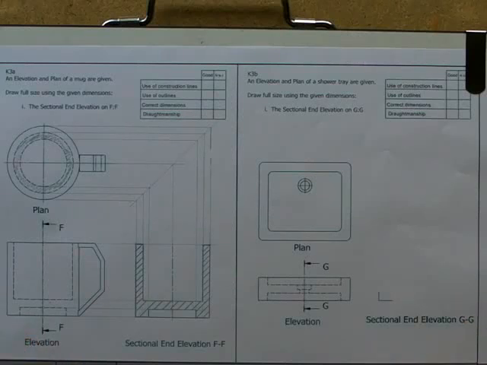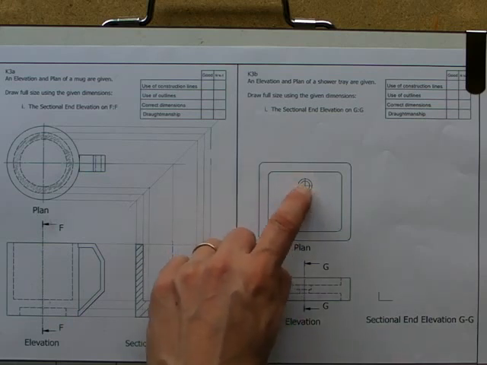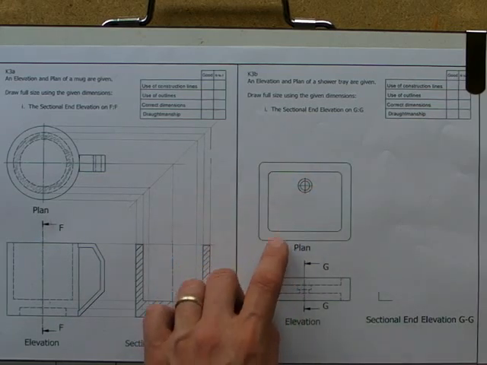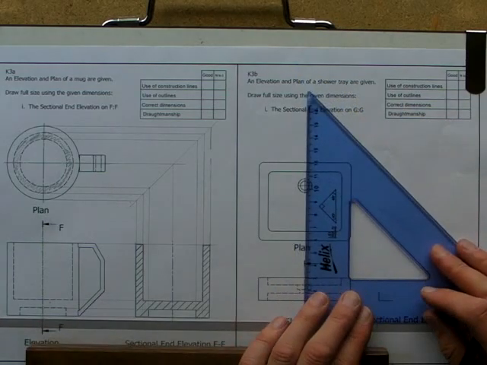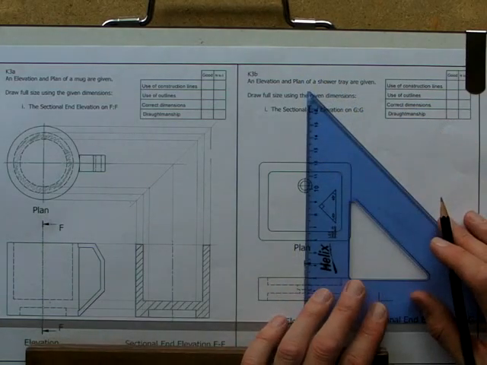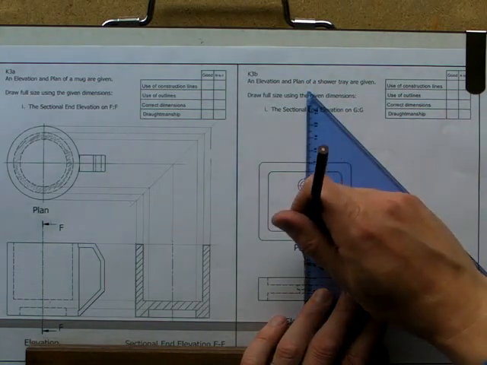Okay, on to K3b. This one's slightly more complicated. We're doing the sectional elevation, end elevation of this shower tray. Obviously got the plug hole there, the drain hole there, which is also shown there. We're only going to be showing this part of the drawing, so just to kind of help out, I'm going to extend this cut line up here.